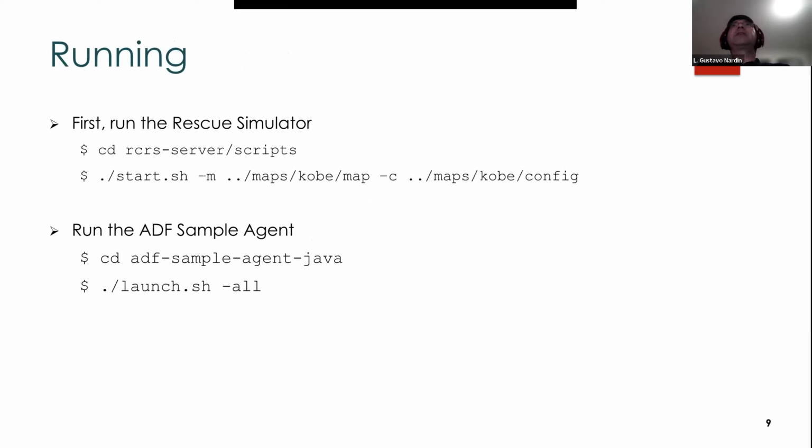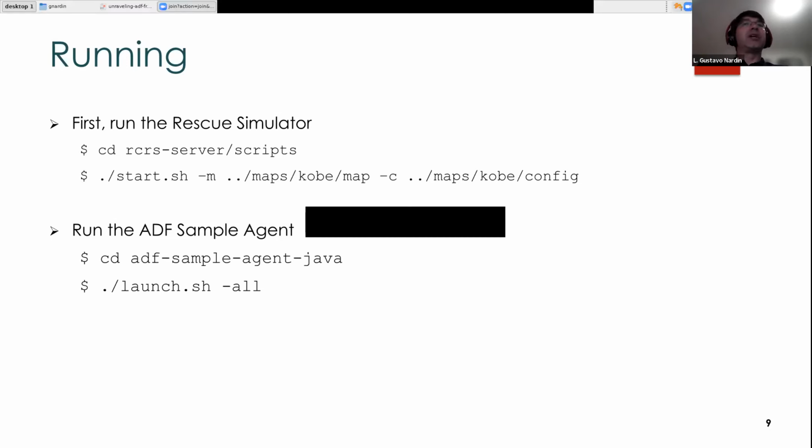To run the sample agent, we need to first run the simulator. As we saw in the introduction to the rescue simulation today, we can run the simulator using the start.sh script. Once you have the simulator up and waiting for the agent to connect, you can enter the subdirectory of the ADF sample agent and launch the sample agent using launch.sh -all. When you do this, all the agents are connected and you will be able to run the simulation.